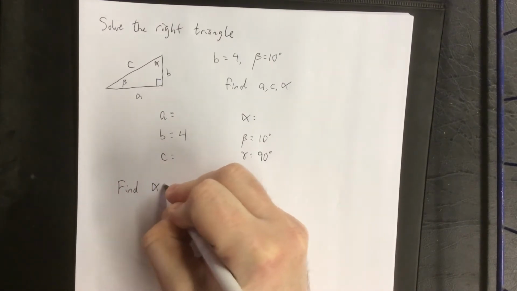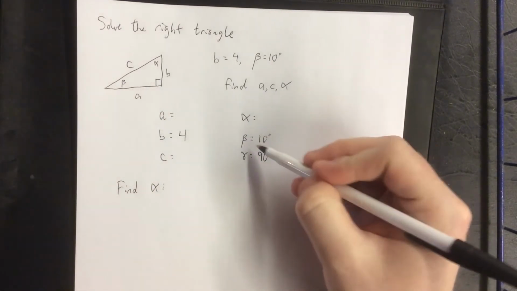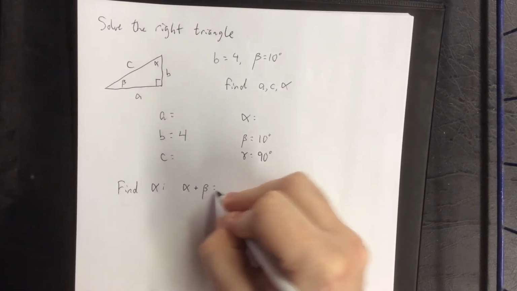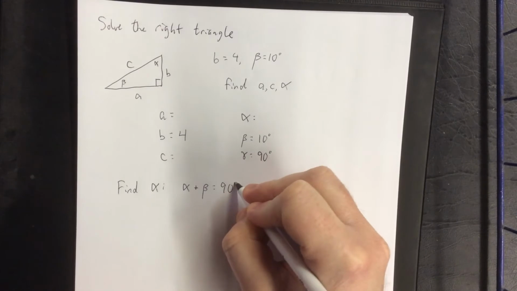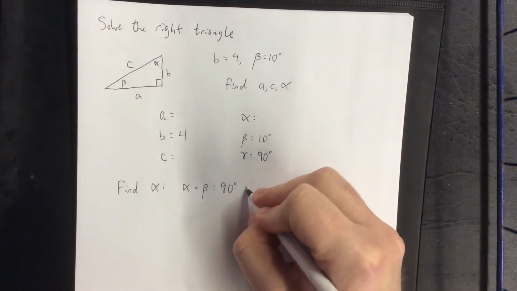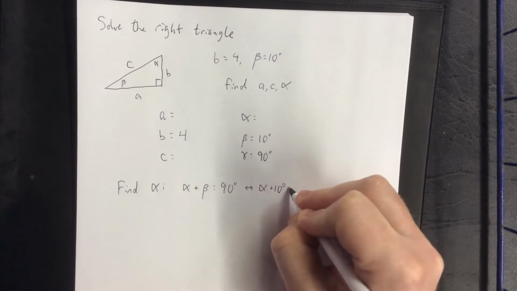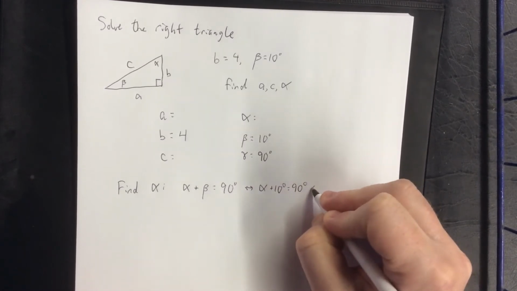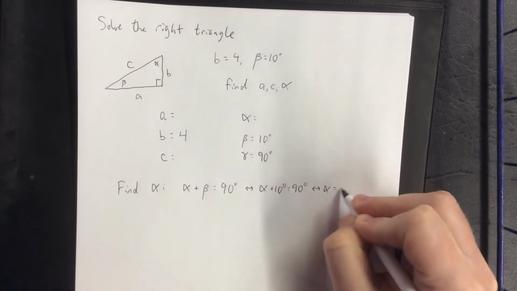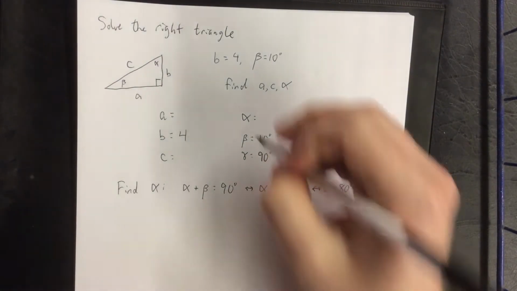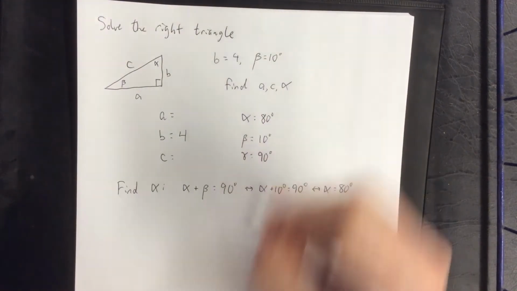So I'm going to say let's start by finding alpha, using the fact that alpha and beta are complementary. So alpha plus beta is going to be equal to 90 degrees. Plugging in what beta is equal to, that'll be alpha plus 10 degrees is equal to 90 degrees. Therefore, alpha is going to be equal to a total of 80 degrees. Every time I find something, I'm going to head back up here and fill in that piece of information that I just found.